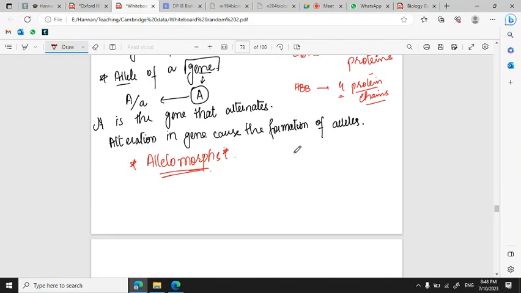Now what is the meaning of a non-working gene? A non-working gene means it is not creating a protein. Or it can also mean that a non-working gene is creating a faulty protein: a protein there is in my body, but it is of no use to me.